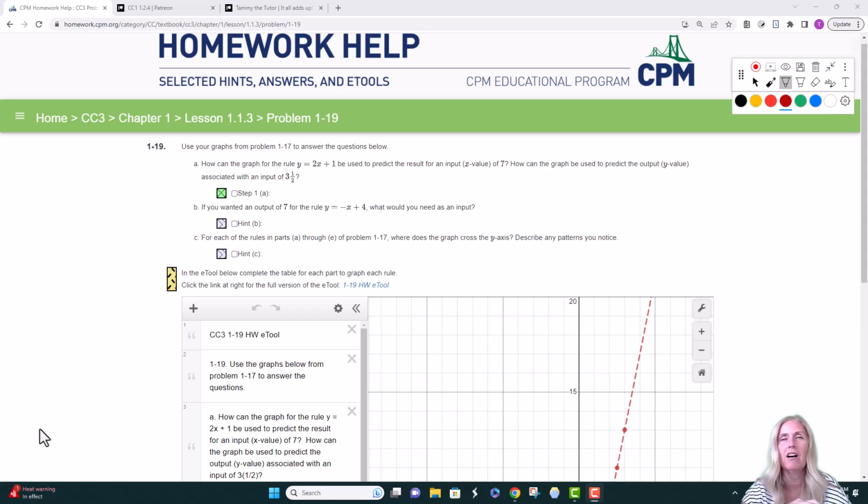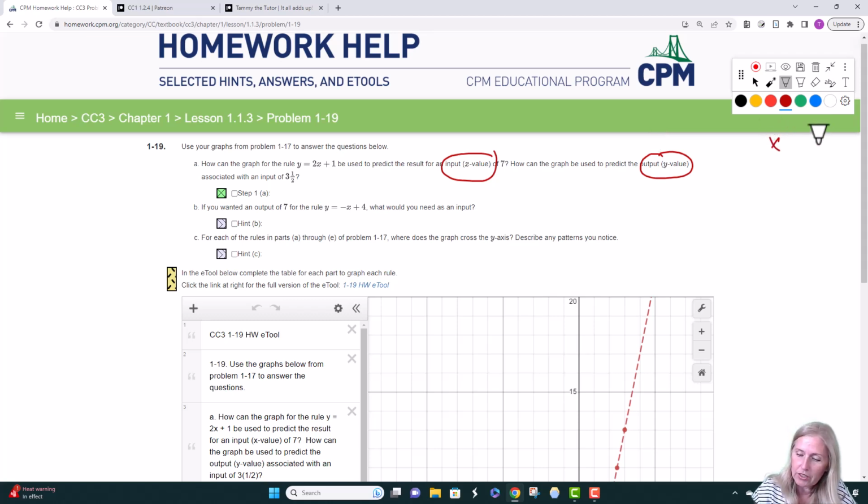I know this sounds huge. It sounds awfully intimidating, lots of words. What does it mean? You may or may not have connected this from classwork just yet. We're still in the beginning parts of it, but they've actually given you a huge clue right here. They said, how can that be used to predict the result for an input x value, and then for an output y value. So let me give you some very explicit information right now that's going to help you.